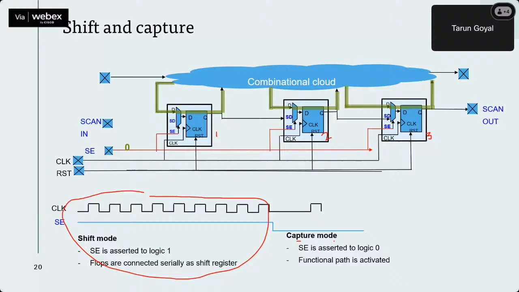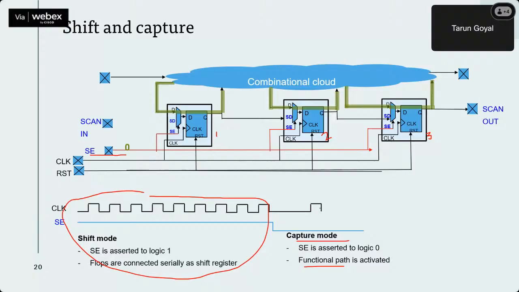Now we are going into the capture mode. In capture mode, scan enable will be 0. So now scan enable is 0, and the D path of this mux will be activated. Now if we are giving an input, that is moreover a functional path.